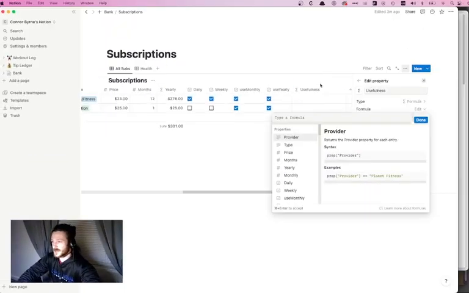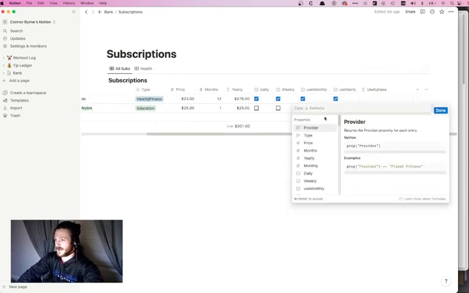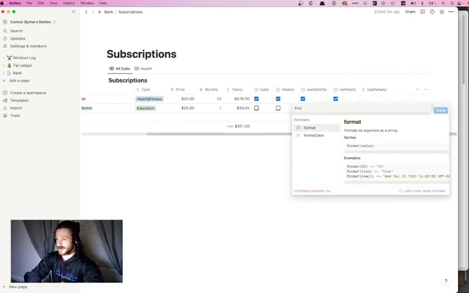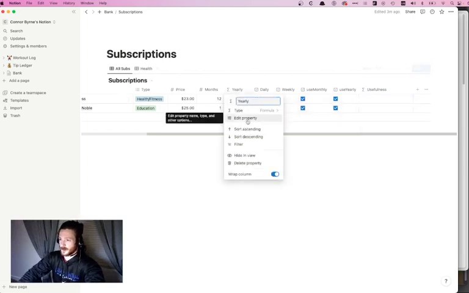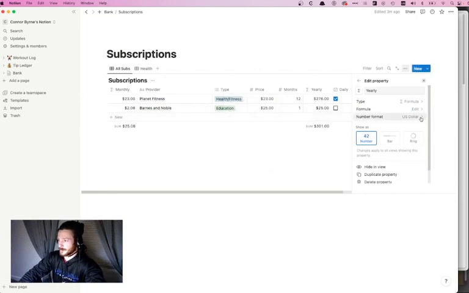Now, thinking about usefulness, it might be cool to have a bar, so this formula will actually become a number. In the number case, if I go in here and format by number, we can actually turn it into a bar or a ring.